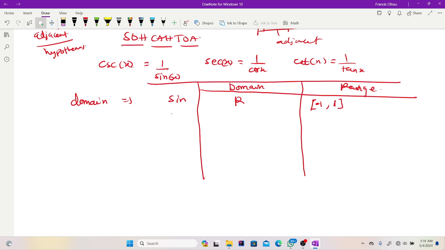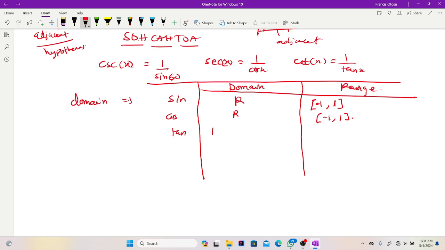Then when you come to cos, cosine and sine follow the same thing. The domain is all real numbers, and the range is -1 to 1. So wherever you see sine and cos, irrespective of how it has been put, these are the range and the domain.